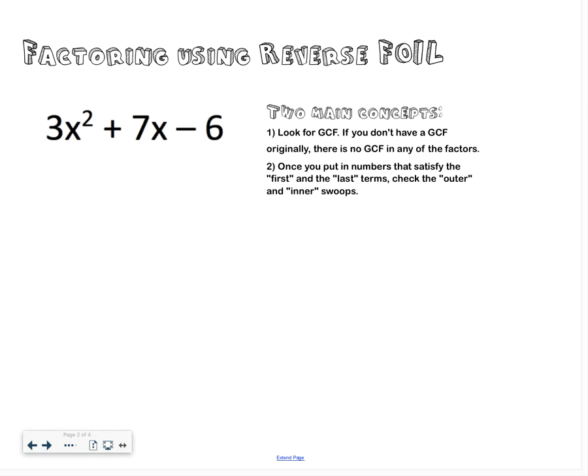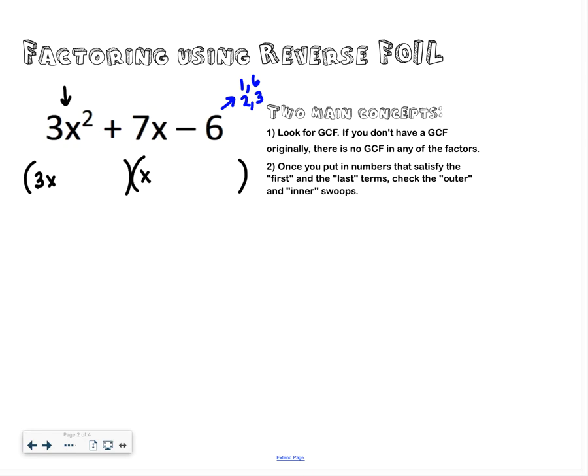So here's what I want to show you with this. So I set up my two sets of parentheses, and I know in order to get the 3x squared for my first terms, I need a 3x and x. That way they'll multiply to be the first, which is 3x squared. Likewise, I need my last terms to multiply to be negative 6. And I have some choices here. So for negative 6, I could have 1 and 6, and I could have 2 and 3. And I know that they need to be opposite signs.